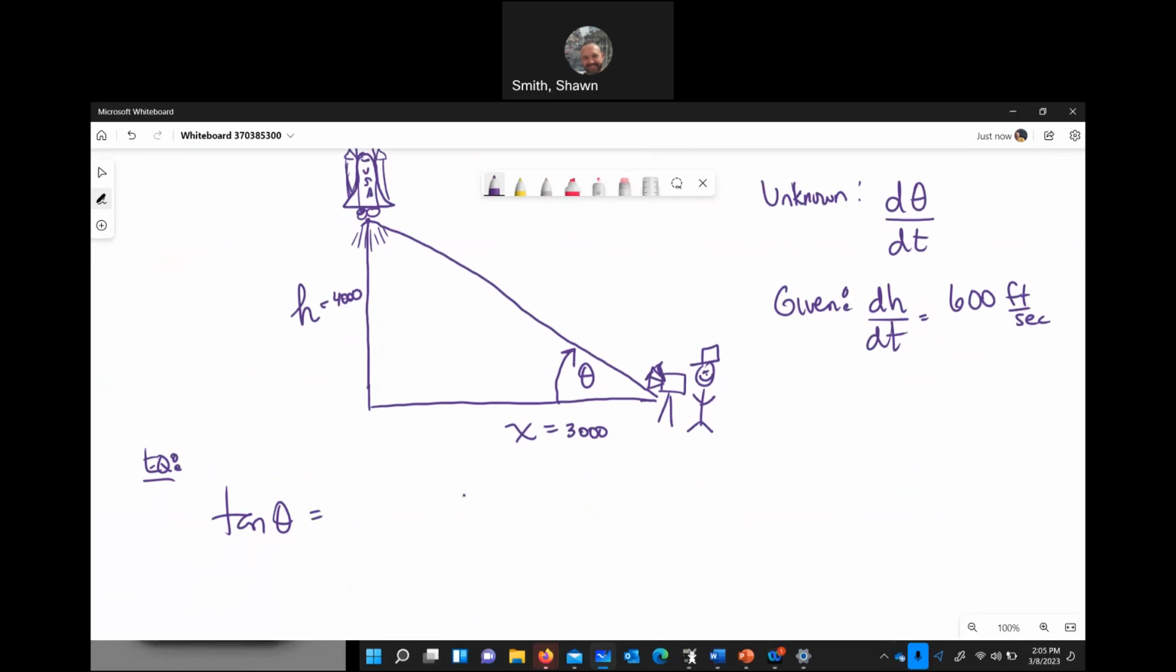Will the X ever change? No, X is never changing, right? So this is fixed. This can change, obviously. The total's just when it gets to 4,000, it's just not floating in the air, right? It's going to keep moving. So this can change. So we're going to say our X value is 3,000. That's in the bottom, right? Opposite is H.